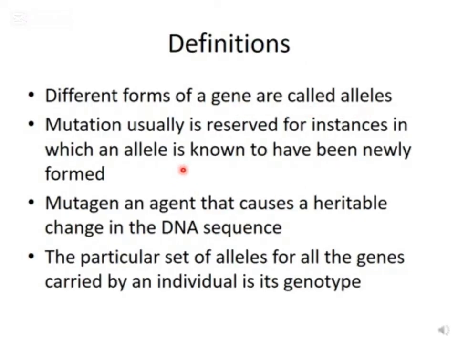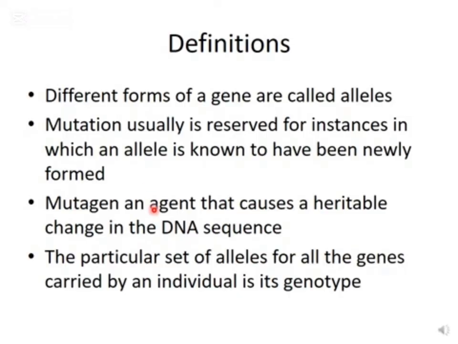Mutations are usually reserved for instances in which an allele is known to have been newly formed. So mutations are usually present when cells divide as a result of the replication process that we discussed earlier, or as a result of chemical disruption, which we also described earlier. However, most mutations take place when alleles are newly formed.